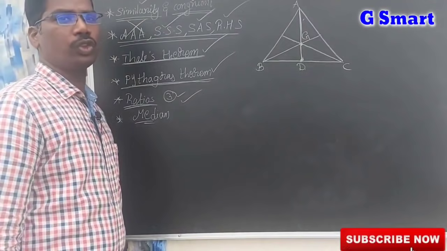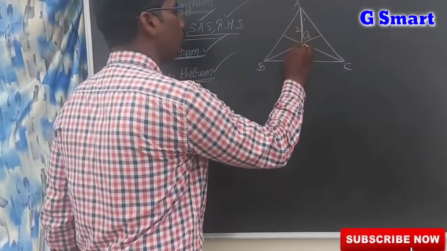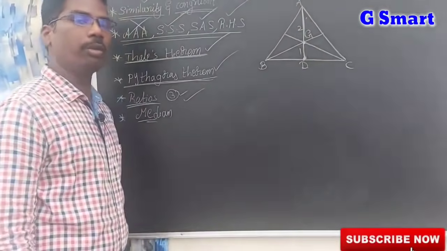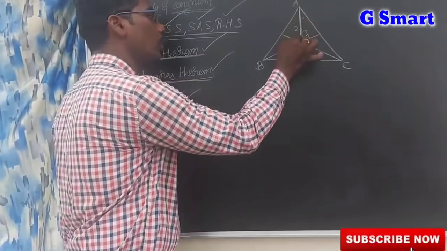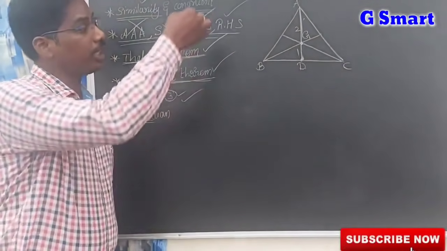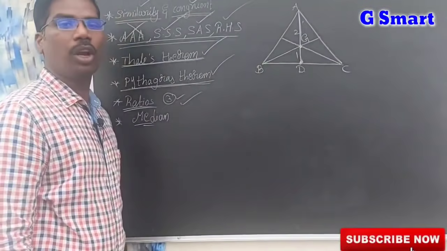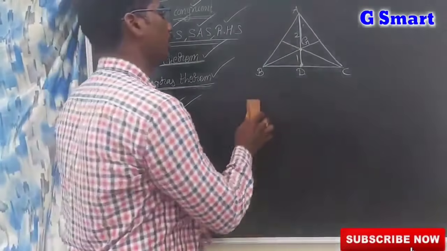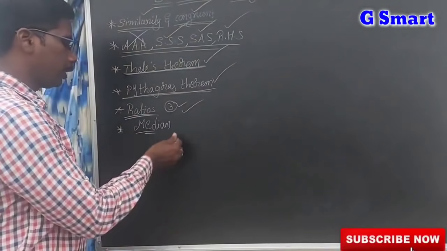Remember this one, most important. The centroid divides the median in the ratio 2:1 from the vertex to the side. From the side to the vertex it is 1:2. Next, this concept is over. Next, orthocenter.